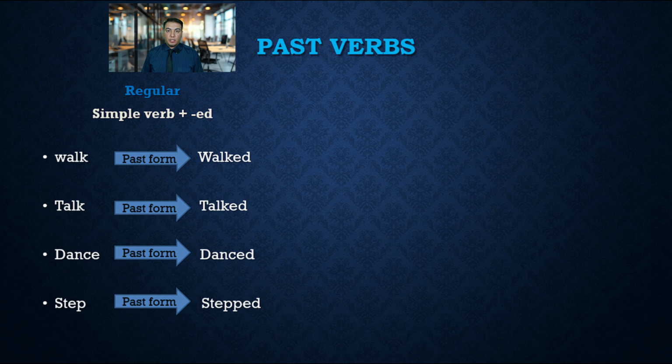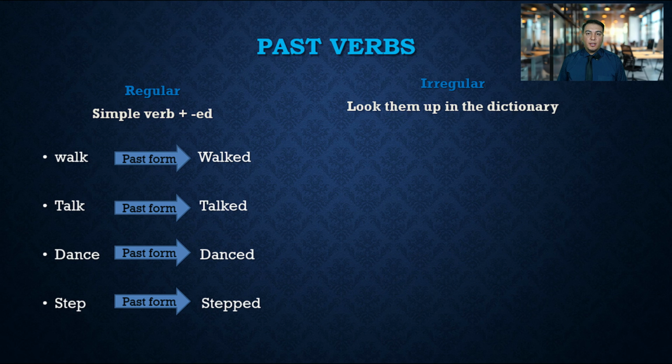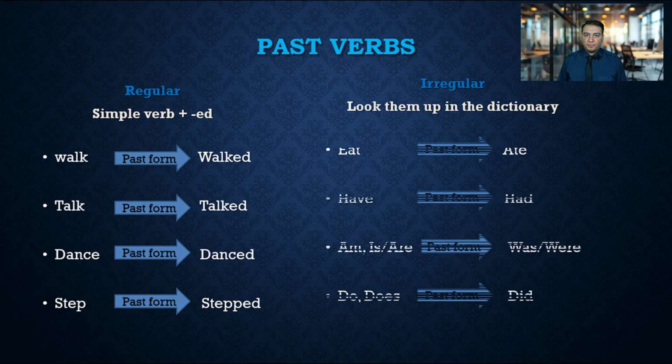Now let's move to the other group of past verbs. Irregular verbs. We have to look them up in the dictionary and learn them. We have ate as the past form of the verb eat. And we have had as the past form of have. Likewise, was is the past form of am and is, and were is the past form of are. The past form of do and does is did.